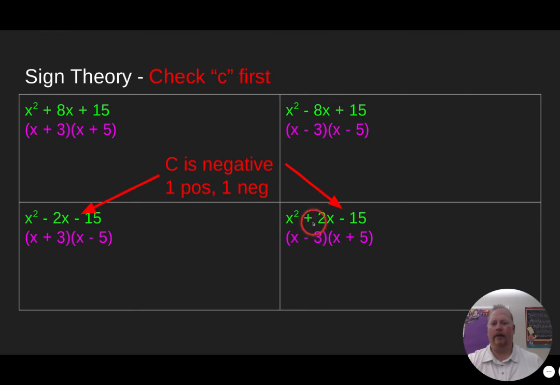What I can tell you is the sign of your b term tells you the sign of your bigger number. So since my b term was negative here, my bigger number was negative.